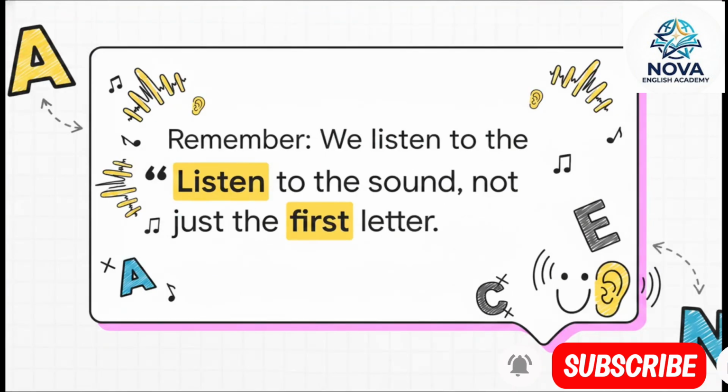Now, English wouldn't be English without a little phonetic trap, would it? Which brings us to the absolutely crucial takeaway from Mrs. Habib. Remember, we listen to the sound, not just the first letter. I'm actually going to repeat that because it is the golden rule of today's Explainer. We listen to the sound. Your ears matter far more than your eyes when you're choosing between a and an.